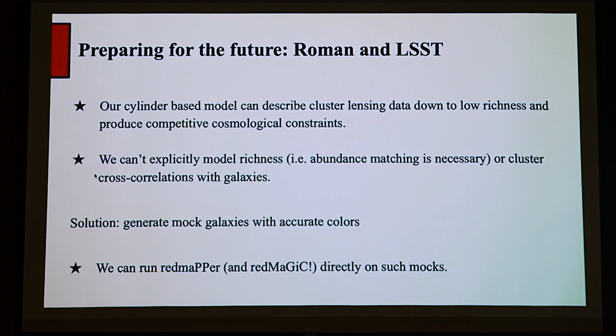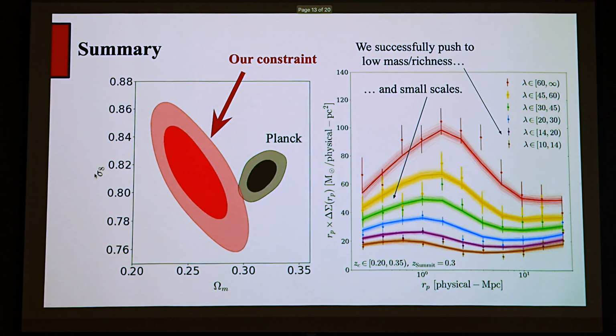Oh, sorry, that's backwards. Forwards, yes. So I'll just leave you with my summary slide. We produce this constraint using this forward modeling method, and part of the improvements are being able to go to low richness and small scales. Any questions?